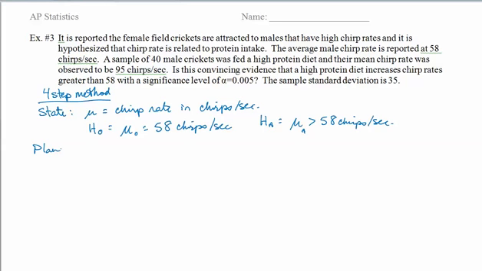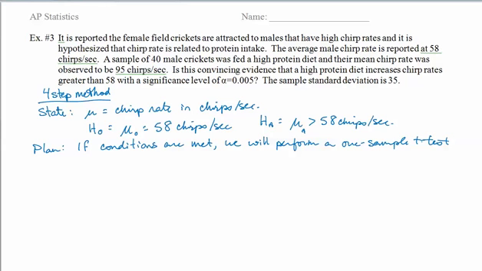Our plan is, if the conditions are met, we will perform a one-sample t-test with 39 degrees of freedom. And 39 comes from the fact that we have a sample of 40 male crickets.